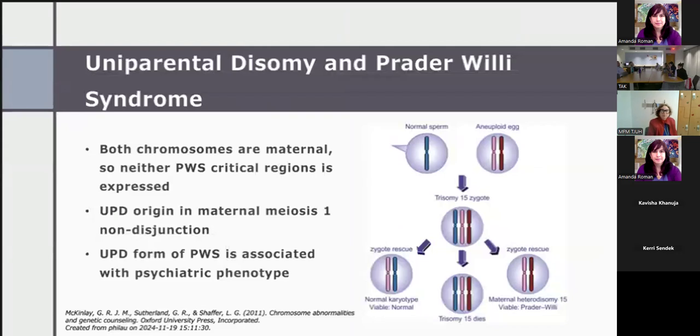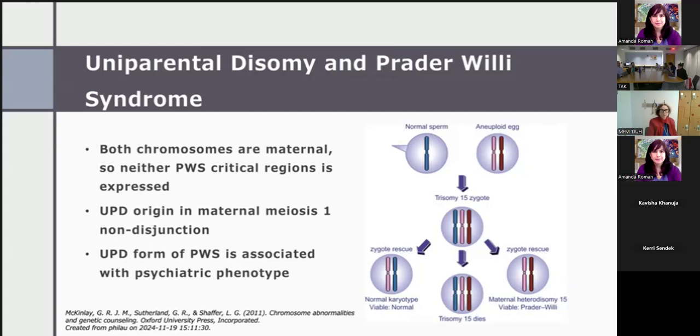So in Prader-Willi, like I said, 30% of cases are due to uniparental disomy. When you do cytogenetic studies, you'll see a normal karyotype. Both chromosomes are from the mother, so neither copy of the critical PWS region is expressed, and the functional lack results in the Prader-Willi phenotype. The majority of uniparental disomy has its origin in maternal meiosis 1.